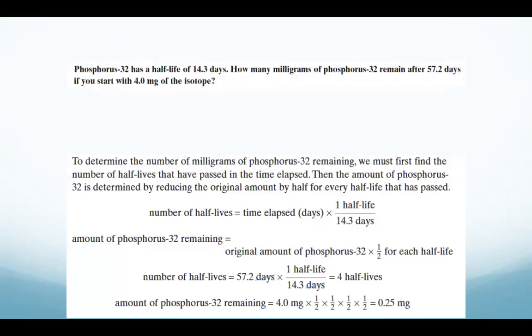So here's an example of a question that might be asked about half-life. Phosphorus-32 has a half-life of 14.3 days. How many milligrams of phosphorus-32 remain after 57.2 days if you start with 4 milligrams of the isotope?